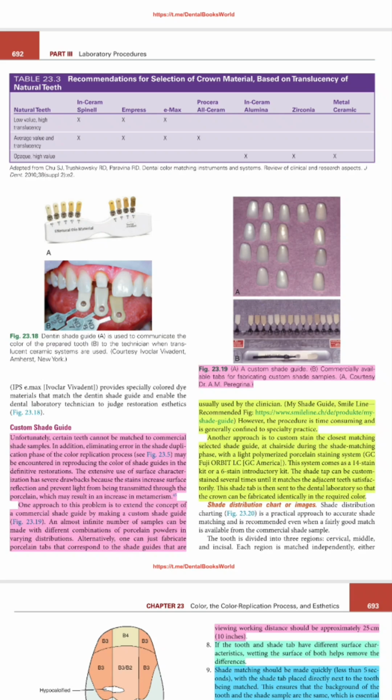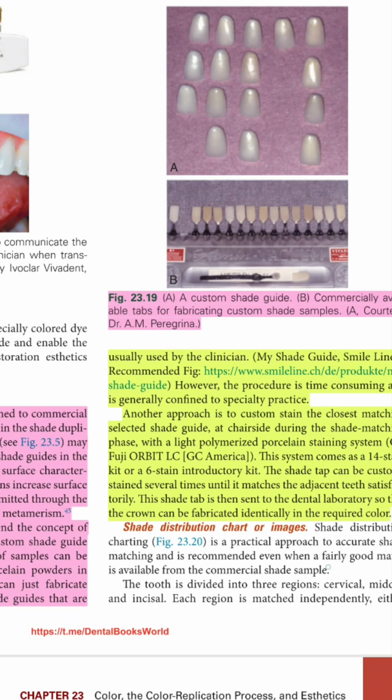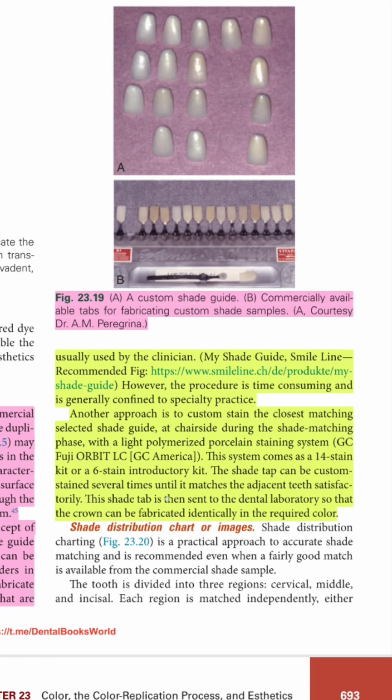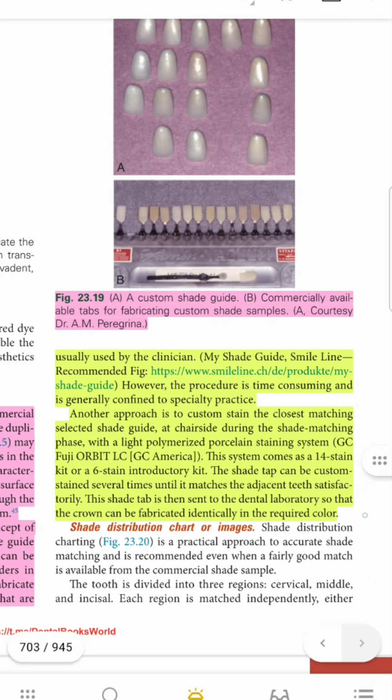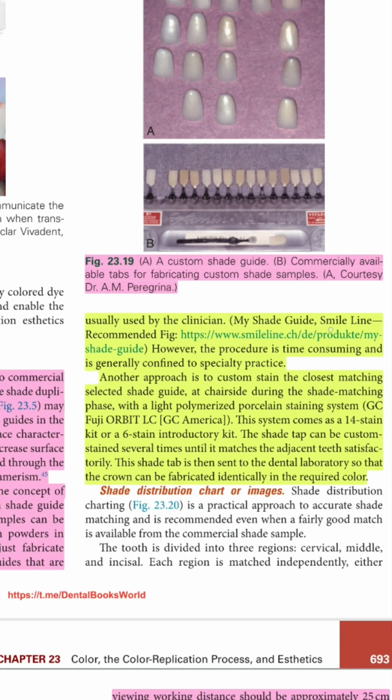In some cases, if we do not get a tooth shade that resembles the patient's teeth, we can use a custom stain kit, which has 14 or 6 stains inside, and we can try several times until we match the adjacent teeth. Then we send it to the dental laboratory to get the identical color that we want. There is a company in Switzerland that can make a custom-made tooth guide, and this is the link of their site.